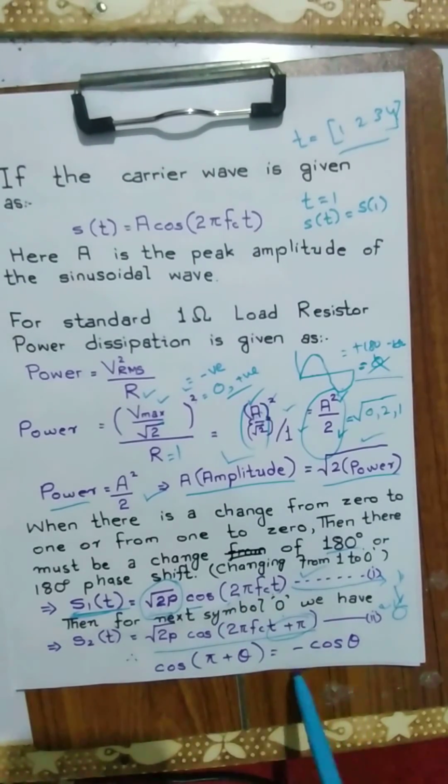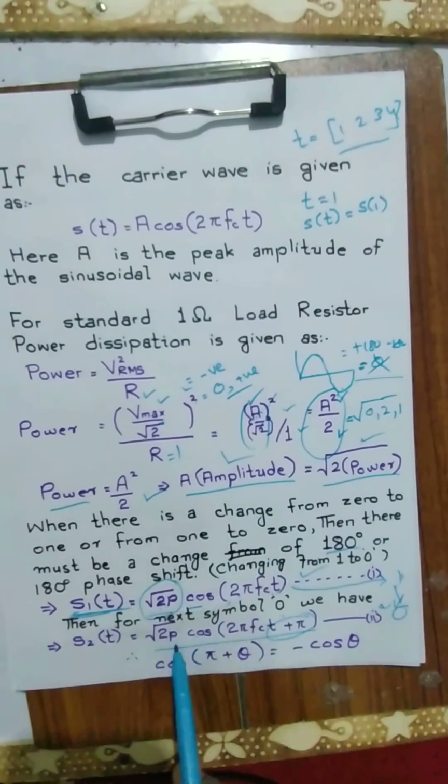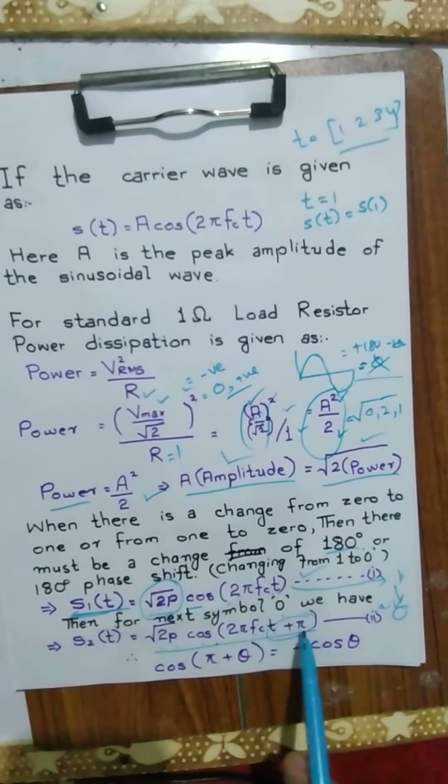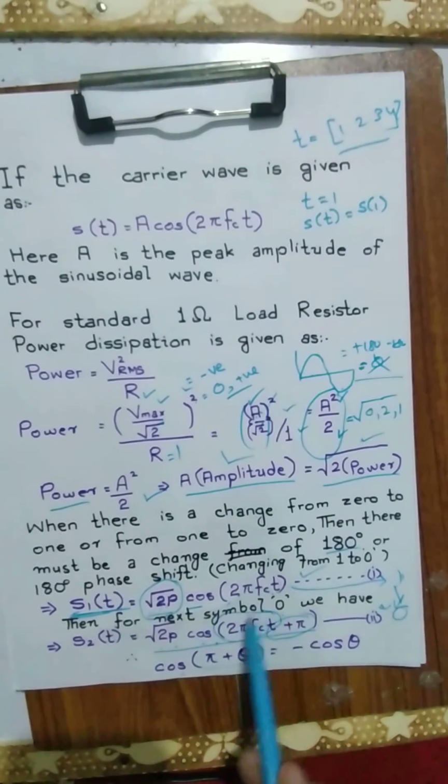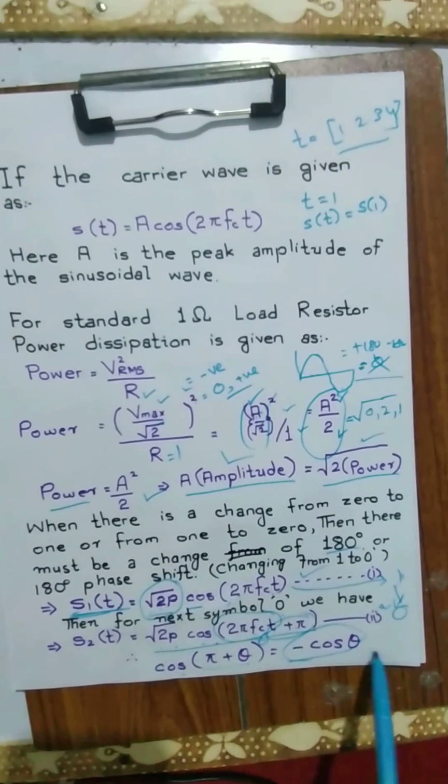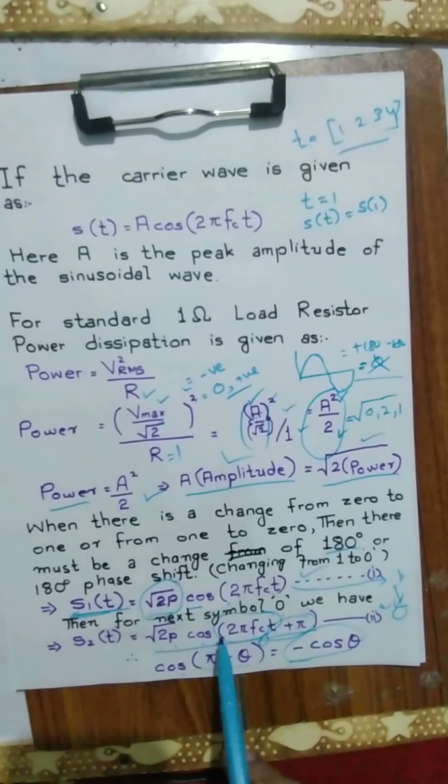Pi must be added to this symbol. Why is it so? Because it's going from 1 to 0, so there is a symbol change. Then under root 2P cos of 2 pi fct plus pi, and we know that cos of theta plus pi is equal to minus cos of theta. So you can introduce minus at the start.